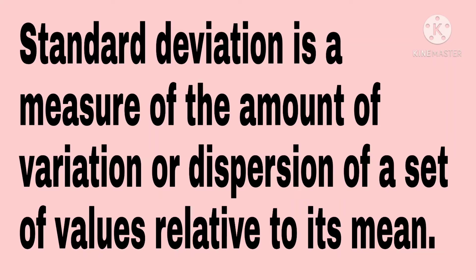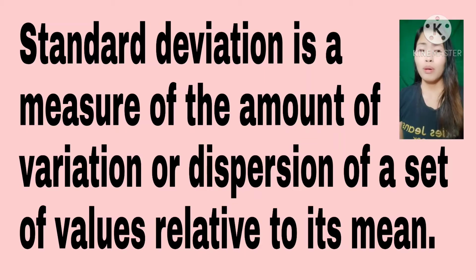Standard deviation is a measure of the amount of variation or dispersion of a set of data values relative to its mean. A mean is a simple mathematical average of a set of two or more numbers. If you still remember our last lesson about the mean, you already know how to get it. We just add all the numbers in a set of data together and then divide by the total number of cases. So that's how we get the mean.